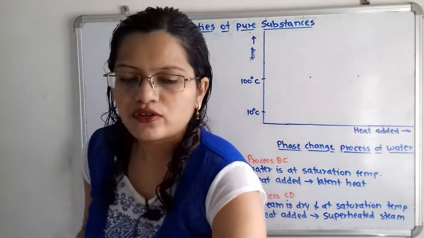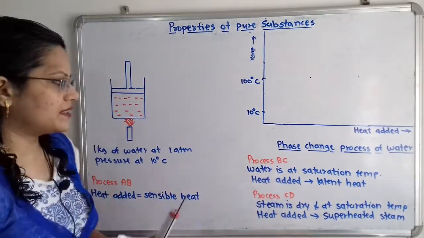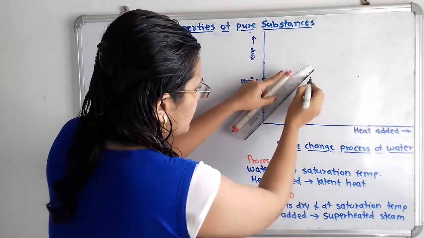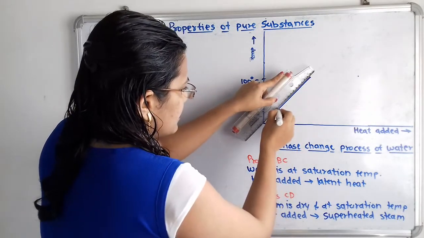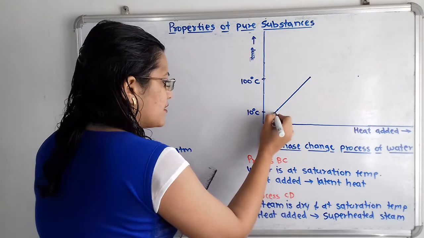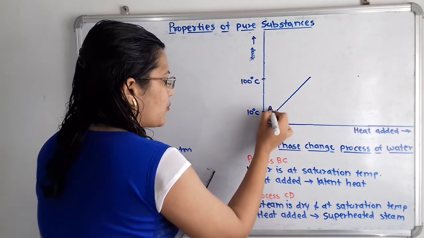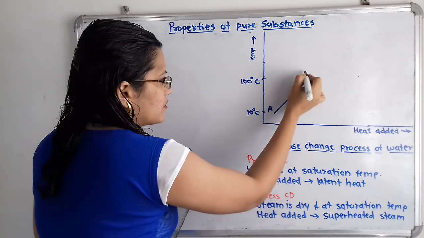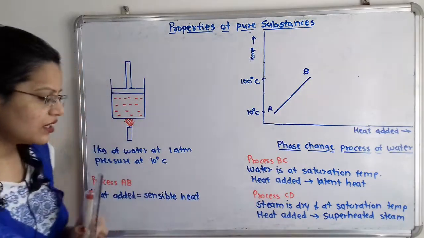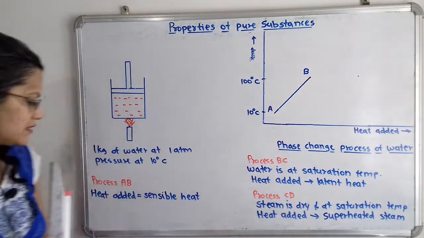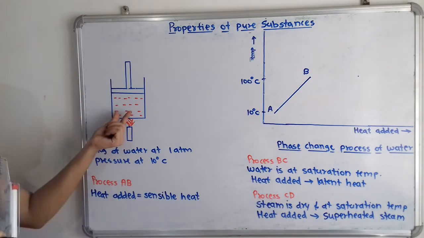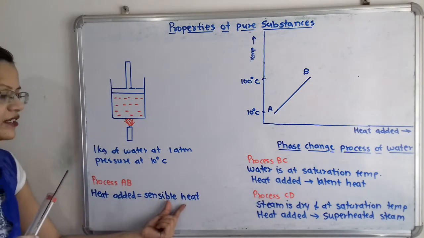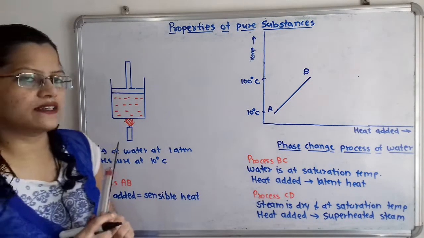So we will draw the process A to B, where point A is at 10 degrees Celsius. We will show this process by this line, and here at 10 degrees Celsius there is point A, and here at point B the temperature of water is 100 degrees Celsius. Now how can we define this process AB? In this process AB, the temperature of water is increasing and the heat added is known as the sensible heat.